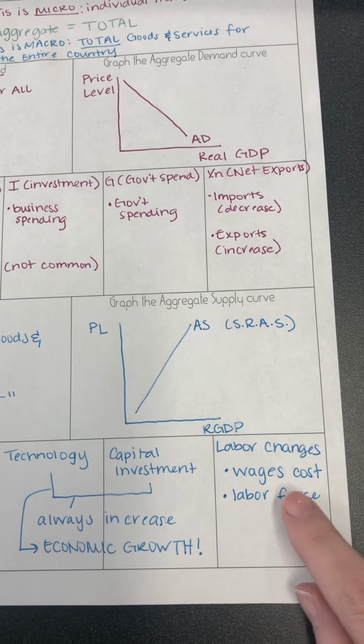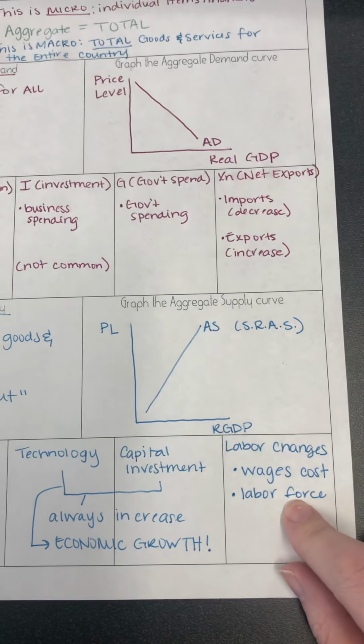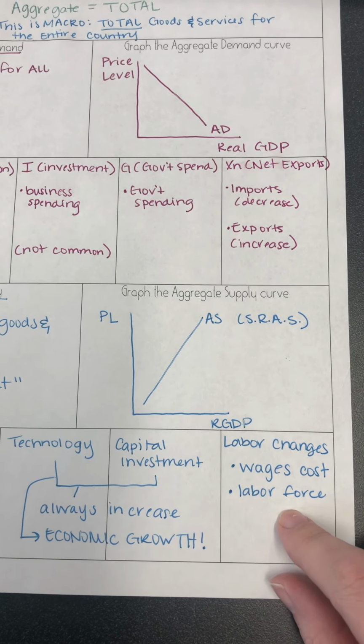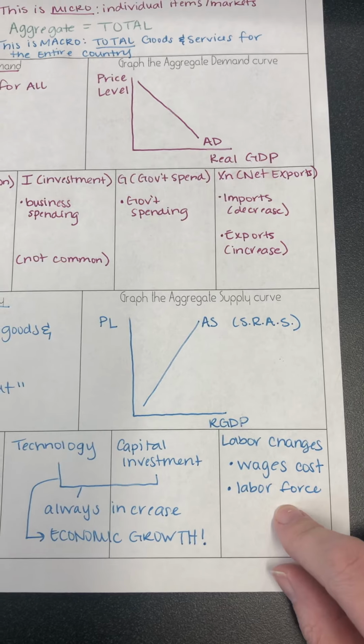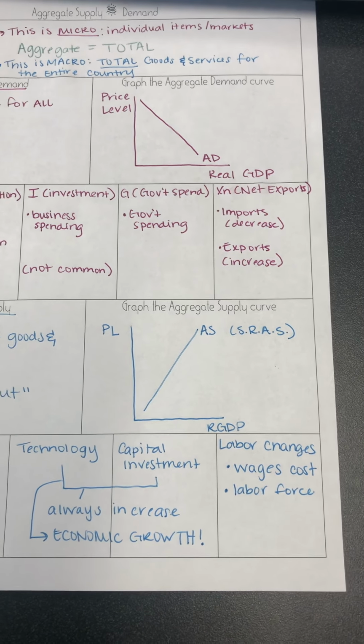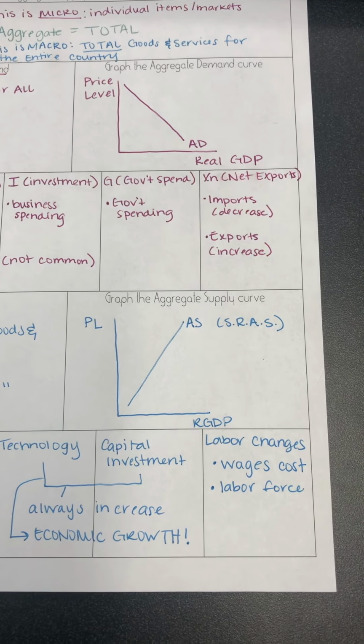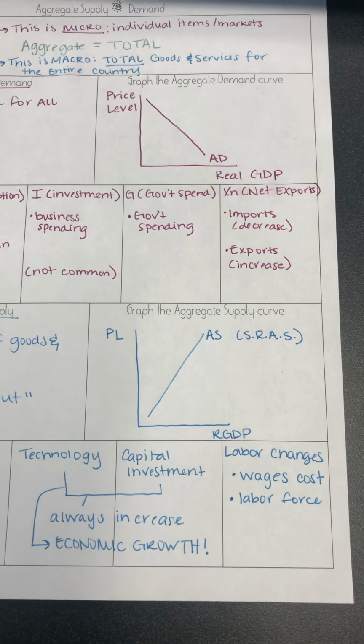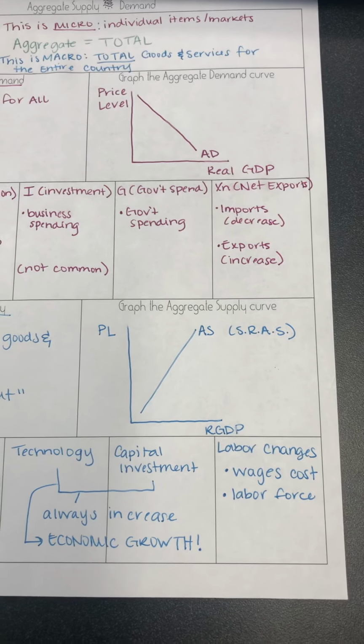The last one that could affect it are going to be labor changes. There's really only two things we could see. We could either see the wages change or the labor force change. So if they say that because the baby boomers are retiring, we're going to have a decrease in our labor force, then aggregate supply would decrease. Or if wages go down, aggregate supply would increase.